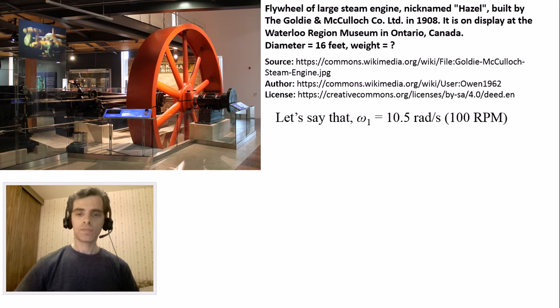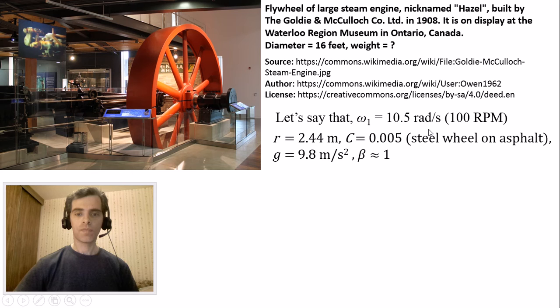Now, let's say that the flywheel is rotating at 100 RPM, which corresponds to omega 1 equal to 10.5 radians per second. So 16 feet means that the radius r of the wheel is 2.44 meters, and we can use the coefficient of rolling resistance of 0.005, which roughly corresponds to the coefficient of rolling resistance for a steel wheel on asphalt. And g is equal to 9.8 meters per second squared, and beta is equal to 1.